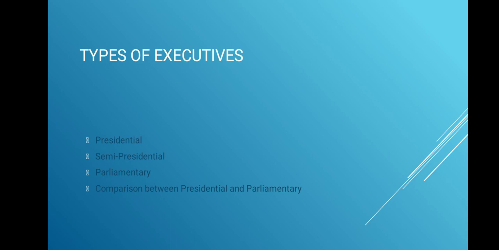In the presidential system, the election of the president takes place directly, while in the parliamentary system, the prime minister is elected by the members of the legislature. In the presidential system, the ministers are not members of the legislature, while in the parliamentary system it is necessary that the ministers should be members of the parliament.